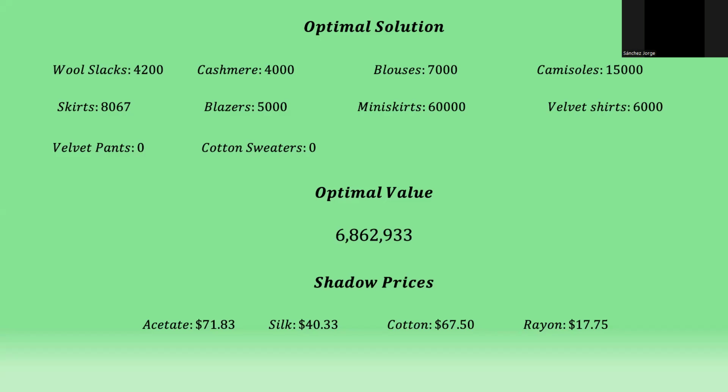Basically, the shadow prices are the prices that if you add something to one of the solutions, this can alter the final value of the optimal value. Basically, if the shadow price is negative, you're going to subtract that from the optimal value, and if it is positive, you're going to add that to the optimal value.